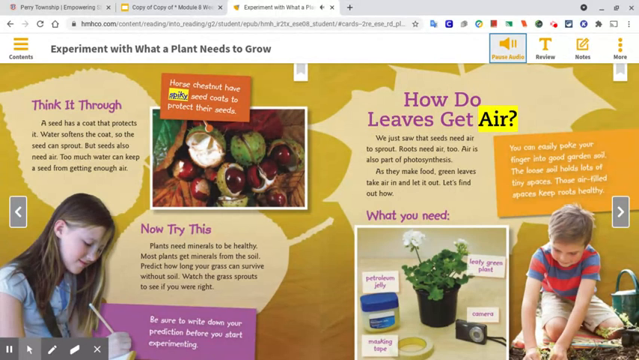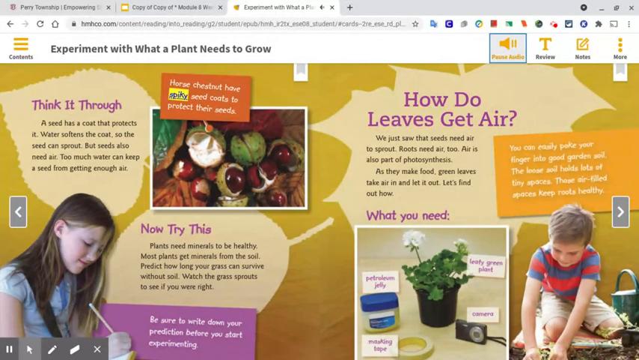How do leaves get air? We just saw that seeds need air to sprout. Roots need air too. Air is also part of photosynthesis. As they make food, green leaves take air in and let it out. Let's find out how. What you need: petroleum jelly, masking tape, leafy green plant, camera.